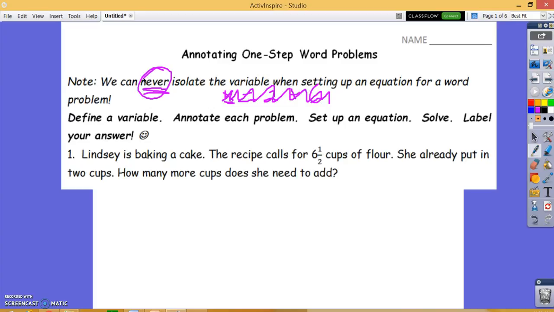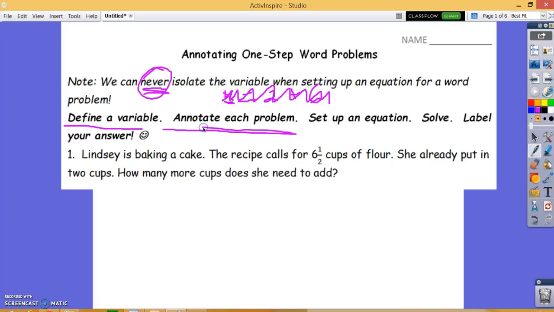Okay, there's a couple of directions here. There's a lot of directions. So each of these problems is going to take us a couple moments. The first thing we have to do is define a variable. What does that mean? That means we're going to say what x equals. Is it the number of dogs? Is it the number of seashells? Is it the number of cups of flour?